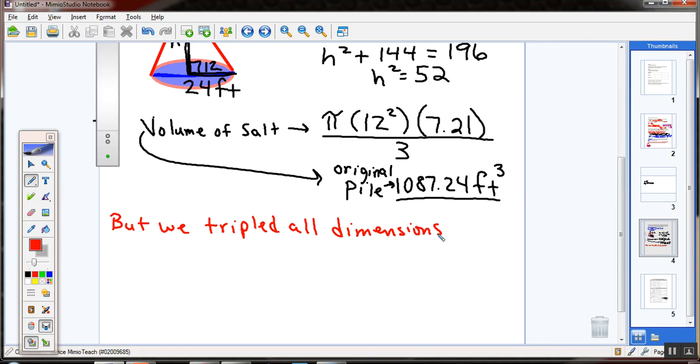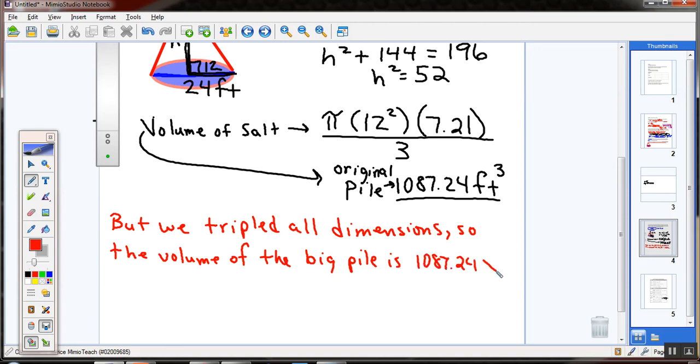So the big pile, I should write this. The volume of the big pile is 1,087.24 cubic feet, and it's 27 times bigger now. Okay? Somebody calculate that for me. 1,087 times 27 is 29,355.